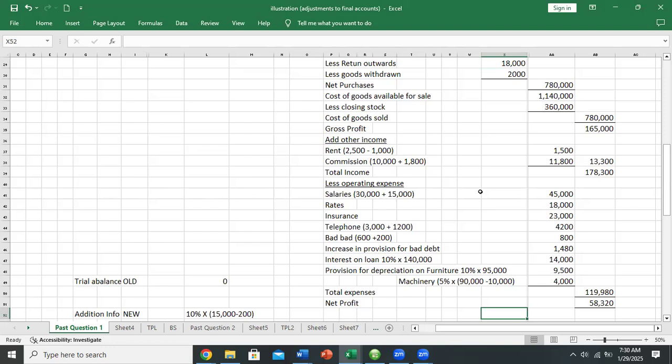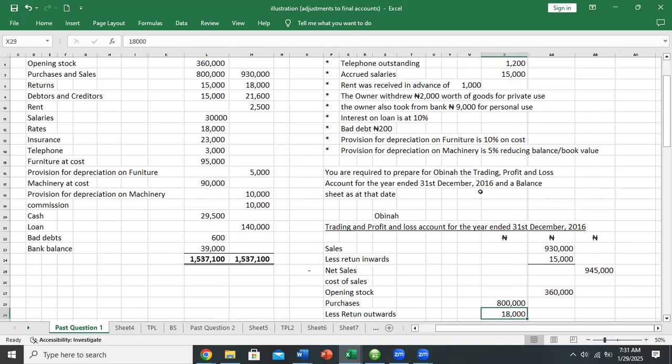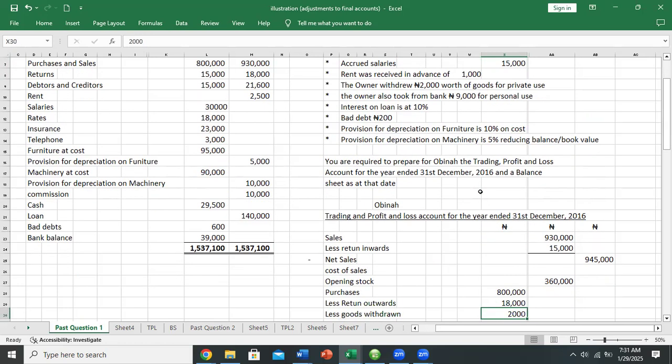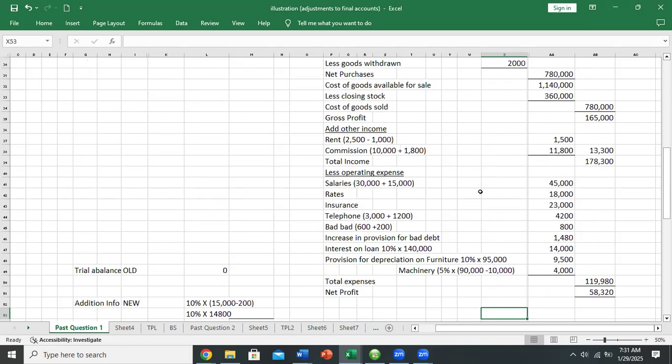Then provision for bad debt. I think I spoke a lot about that. Just compare the old to the new to see whether you have to increase or decrease it, right? The increase will be part of your expenses. The decrease is part of your other income. Then interest on loan, as you saw, calculate the interest. So if the rate is 5%, 10%, multiply by the loan amount. In this question, it was 10%. We multiply by the loan amount, 140.